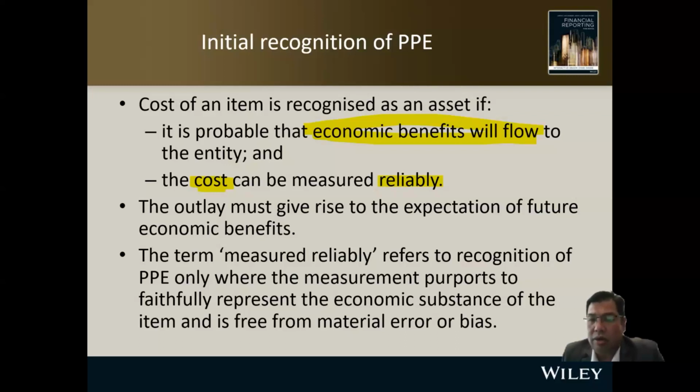Number two, we can measure the cost. If you purchase one item, the building, you sign certain contracts and documents that clearly state this is the selling price, this is the purchase price. So it can be measured reliably. So the term reliably refers to recognition of PPE when measurement purports to faithfully represent the economic substance of the item and is free from material error or bias. So these are two important criteria in determining the cost that should be included when we want to recognize a PPE.